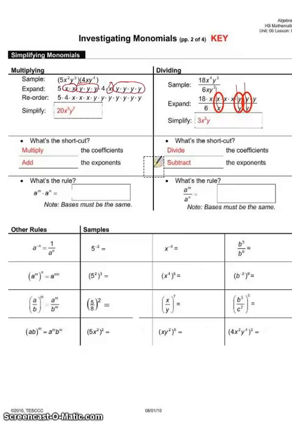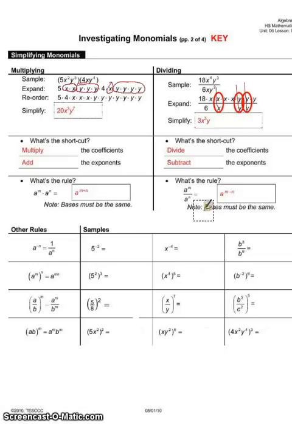If I have a to the m power times a to the n power, that's the same as a to the m plus n. Now note the base, which is your whole number, must be the same. So if I didn't have both a's, I couldn't combine that. So what would be the rule on the other one? Correct. That would be a to the m minus n. I would subtract. Now there's some other rules that we have out there that work as well.